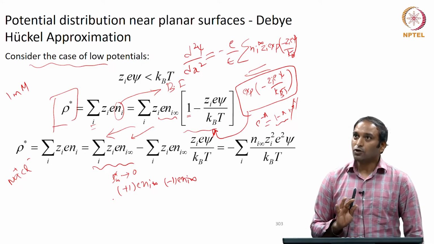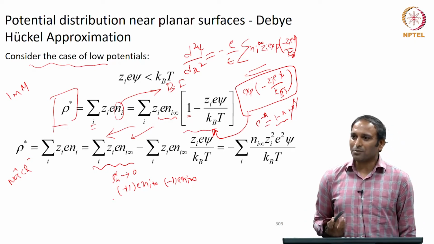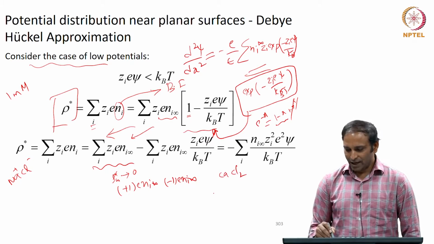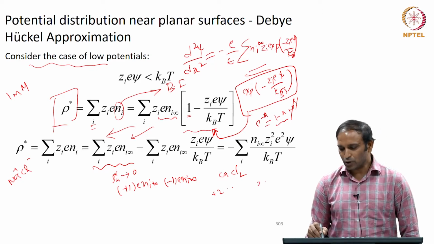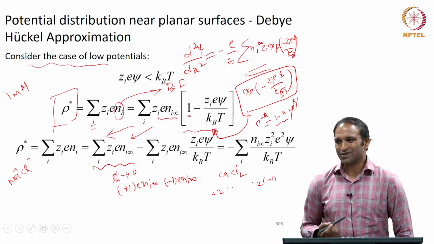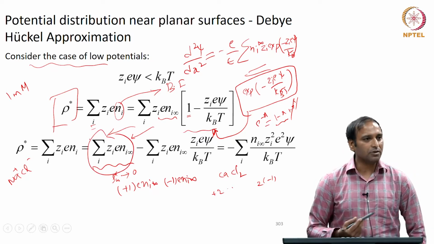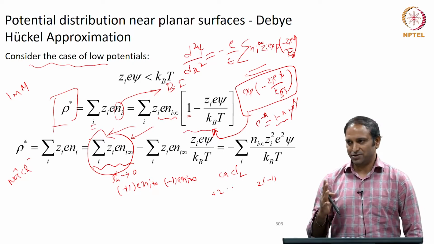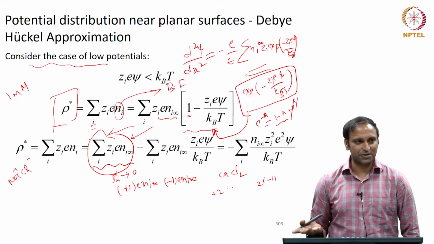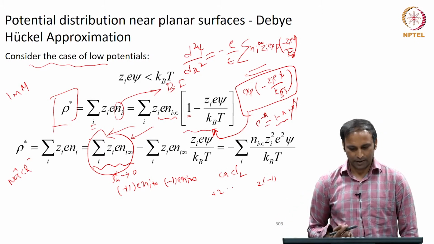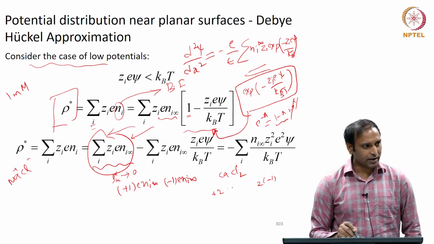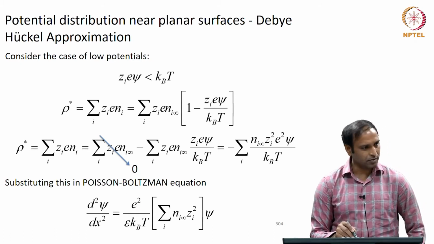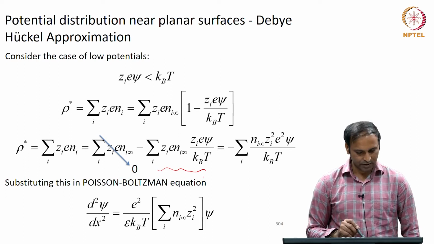Even otherwise, if I take for example CaCl2, it is going to be plus 2 times the Ca concentration and 2 times minus 1 for the chloride. So essentially this is applicable irrespective of the ion types, because on average the total charge is 0. Therefore the total potential will be 0. Is that okay? So the first term becomes 0, and I am only left with the second term.